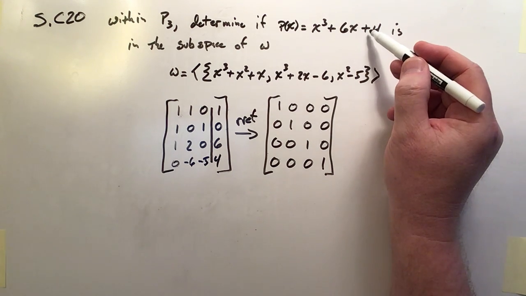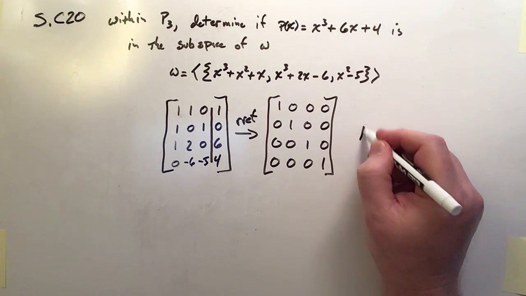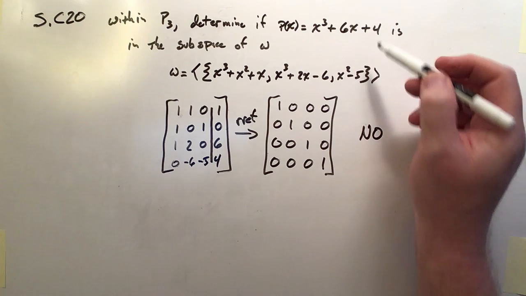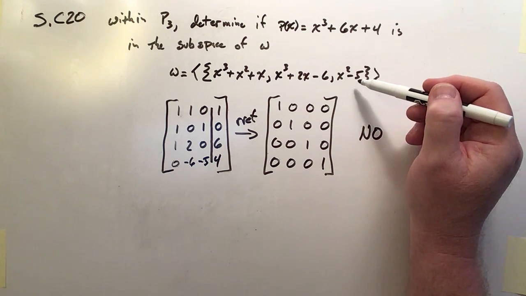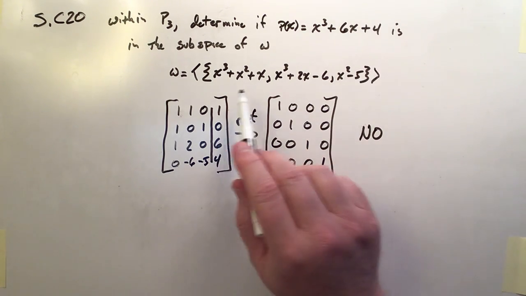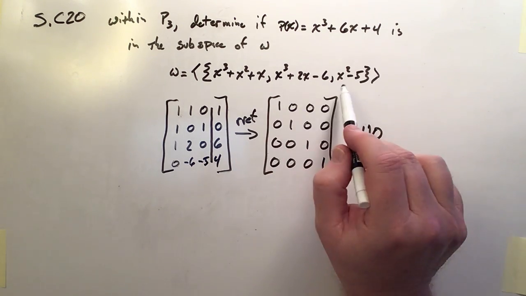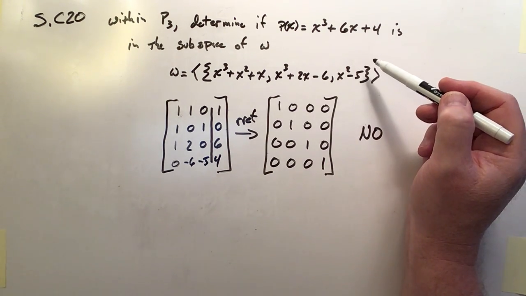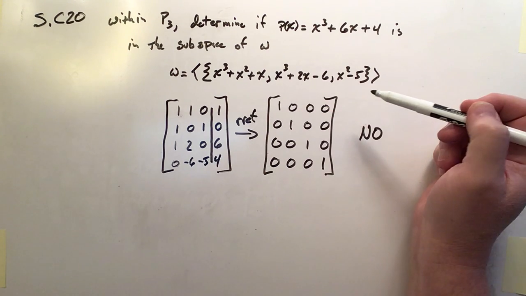That is, this is not a solution. So the answer is no, p(x) is not a member of this subspace. And we can take all the possible linear combinations here, and we're never going to generate that polynomial, no matter what coefficients we use.